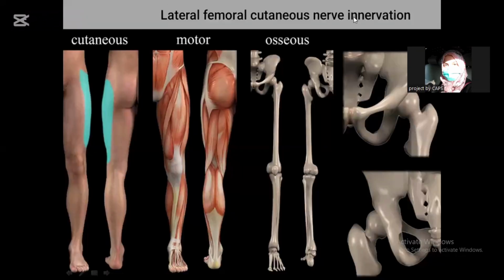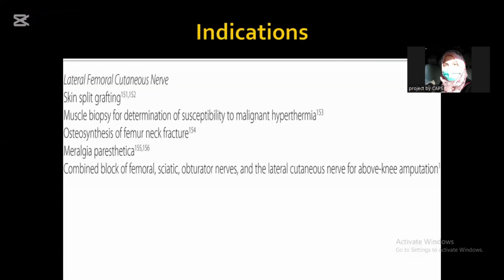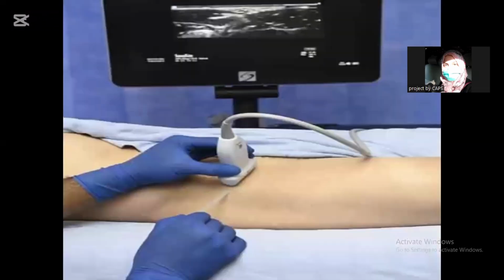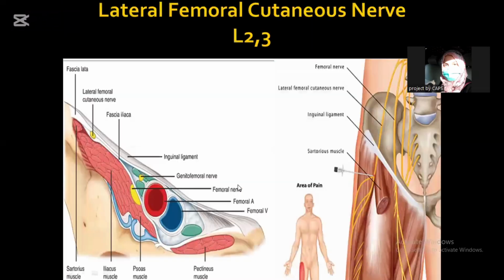Now the lateral femoral cutaneous nerve. As the name says, it is just the cutaneous supply of the lateral side of the thigh, with no motor and no osseous or bony supply. These are some indications of the lateral femoral cutaneous nerve. Now, when you put your probe here, what's underneath is again the most famous muscle, the iliacus muscle, and over here is the sartorius, as I have told you, and then this is the fascia lata. All these make a fascial sheath, or you can say the fascial compartment looks like an eye, in which there is the lateral femoral cutaneous nerve.